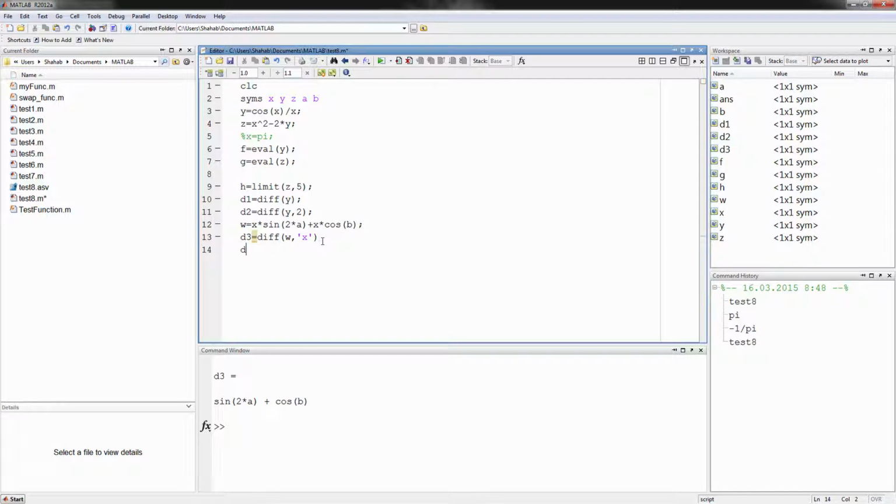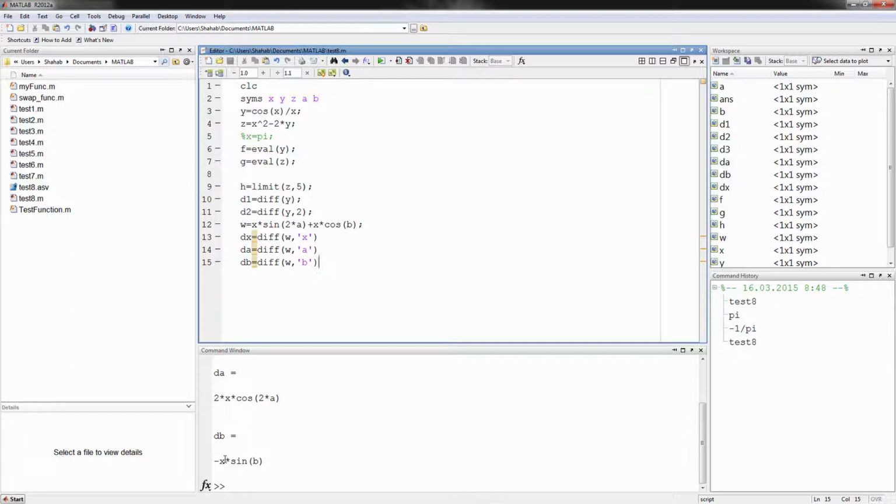We can define, let's call it dA, so we can define dA to be the derivative of w with respect to a or b. And if I run it, it says that with respect to a, if I find the derivative, this term is 0, and this term will be 2x cosine 2a. Or you can calculate dB, and it will be diff w and b, and the result, as you were expecting to see, is minus x multiplied by sine b.